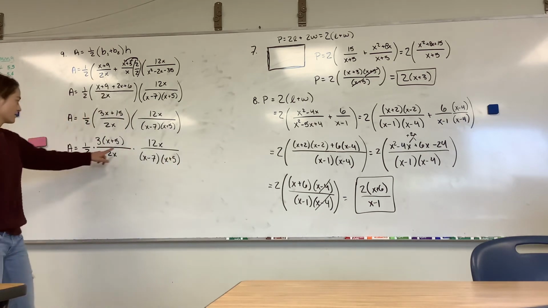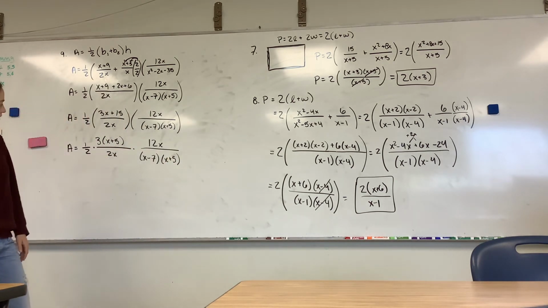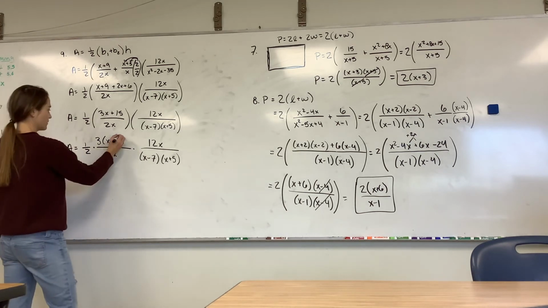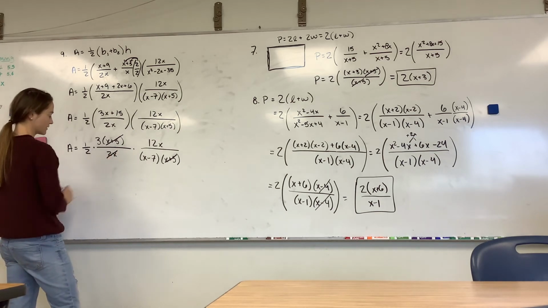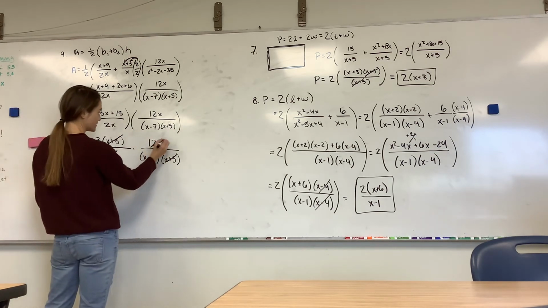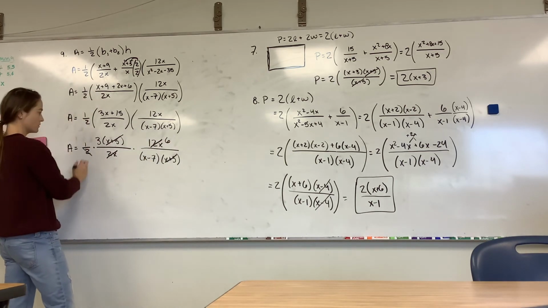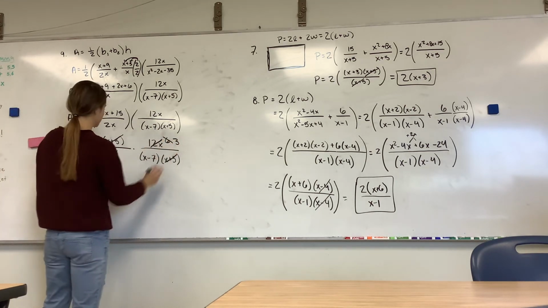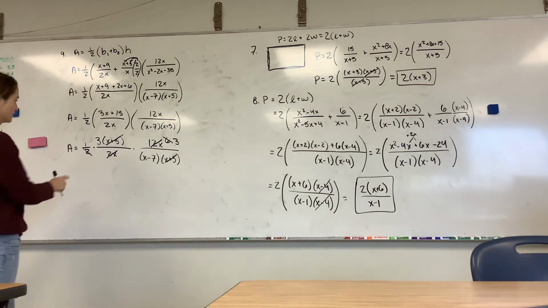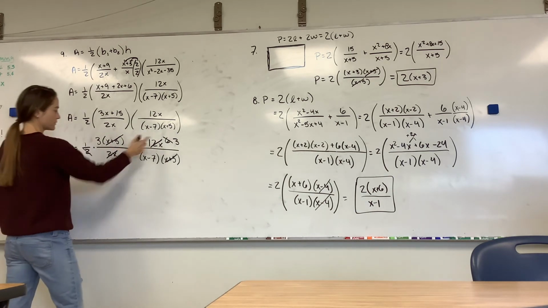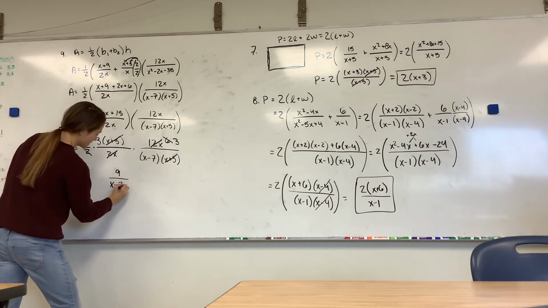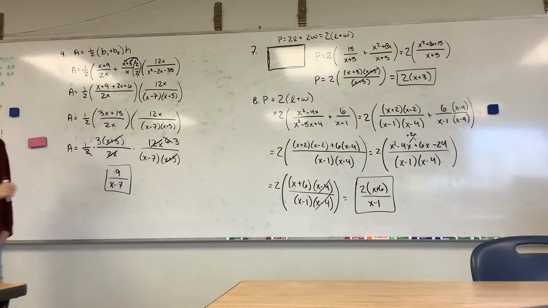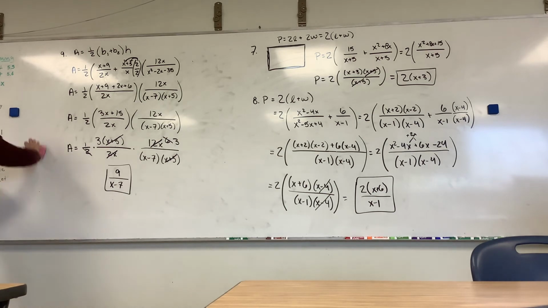Now because everything in here is all being multiplied together, I can start canceling. So this x plus 5 and this x plus 5 will cancel out. This 2x will make this a 6. This 2 will make this 6 a 3. So if I go on top, I have 1 times 3 is 9 over x minus 7. Okay, last problem, y'all.